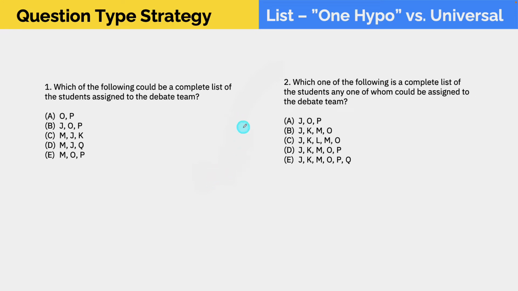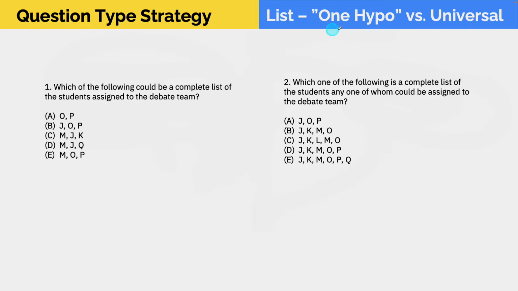There's a really important distinction between list questions that you want to make sure you're aware of. Take a look at this question on the left. Which of the following could be a complete list of the students assigned to the debate team? And then compare that to the right. Which of the following is a complete list of the students, any one of whom could be assigned to the debate team?